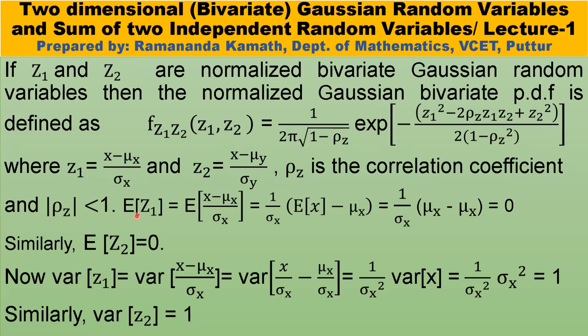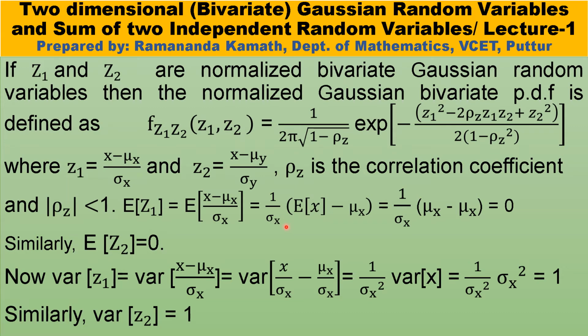So if we see the mean or expectation of Z1, then E of Z1 is equal to E of (x minus mu_x) divided by sigma_x. So 1 by sigma_x is a constant, kept as it is, into expectation of (x minus mu_x), where mu_x is a constant. So it can be written as 1 by sigma_x into expectation of x minus the constant mu_x itself. We have seen this in the earlier module.